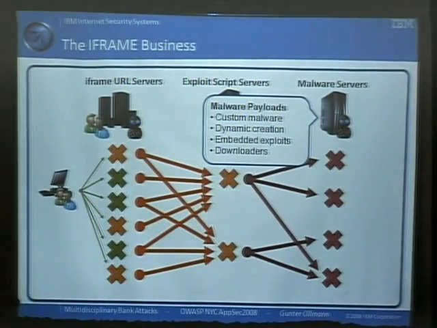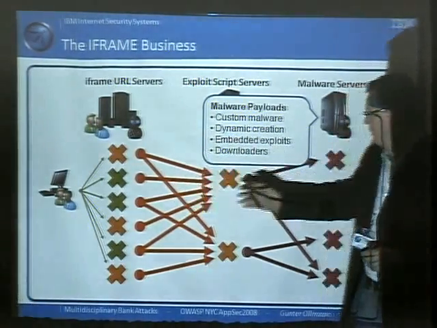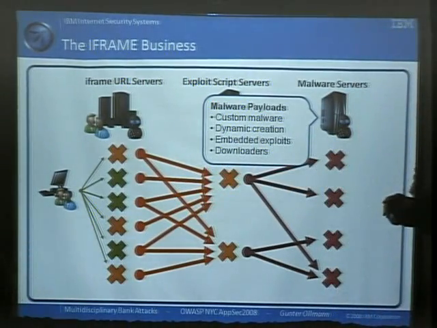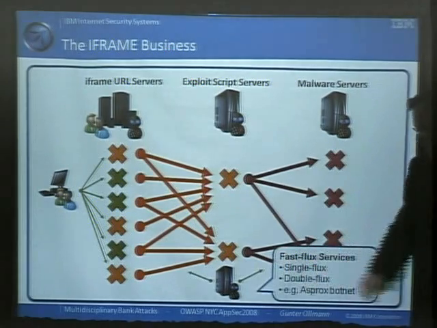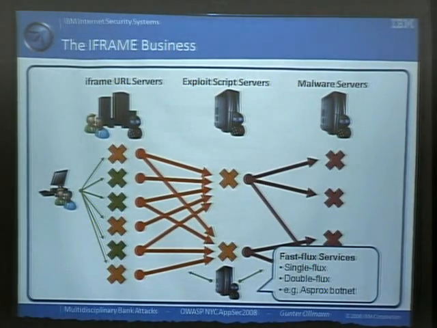The thing to realize is that all these different parts are different groups, more often than not, and they're all working together as part of an ecosystem. It gets even tougher because then there's another ecosystem down the bottom here, providing fast flux services, single or double fast flux, that then protects all of these compromised hosts from being taken down. So that's the framework for getting those millions and millions of hosts compromised.